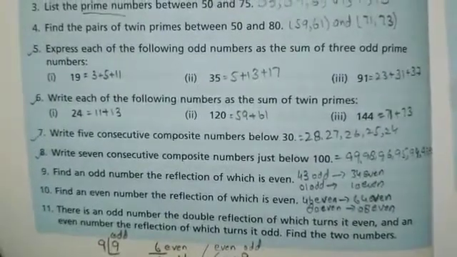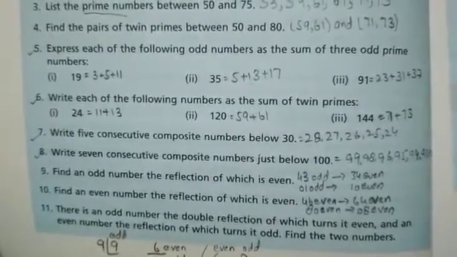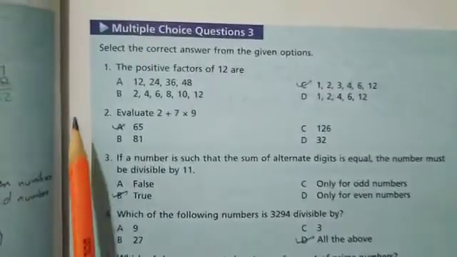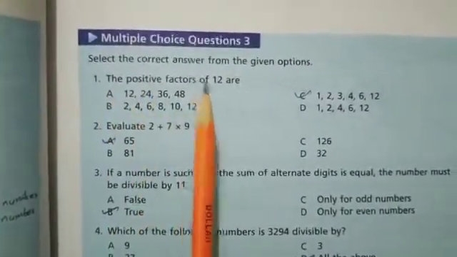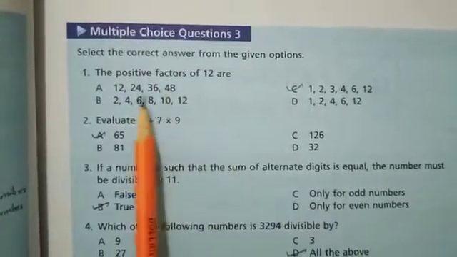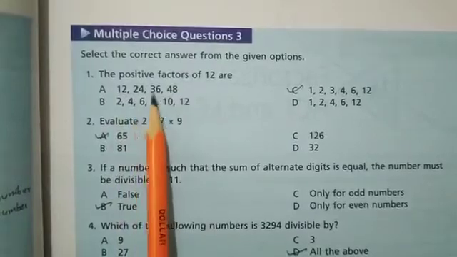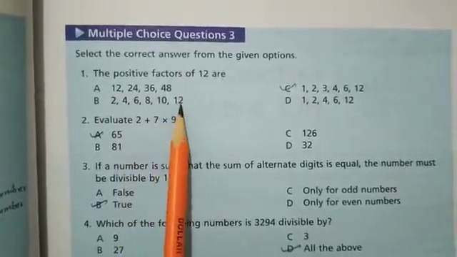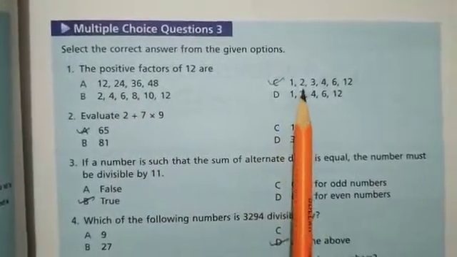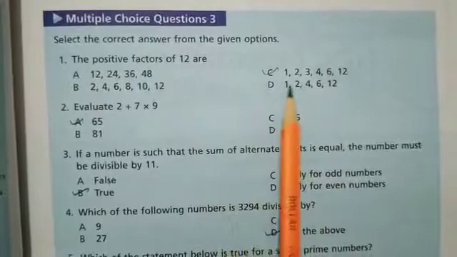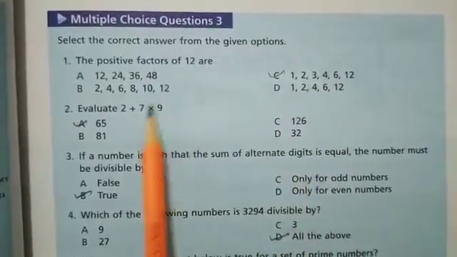I hope all of you understand 3B. Now we move to multiple choice on page number 43. Select the correct answer from the given options. The positive factors of 12 are: first, 12, 24, 36, 48. Second, 2, 4, 6, 8, 10 and 12. Third, 1, 2, 3, 4, 6 and 12. These are the factors of 12 because each divides 12 completely.